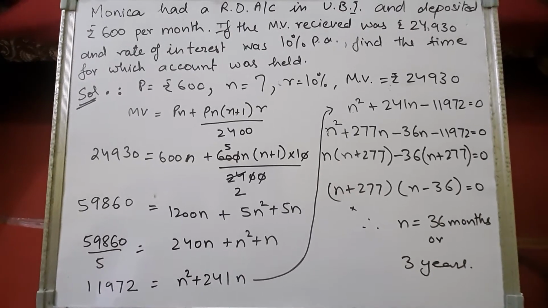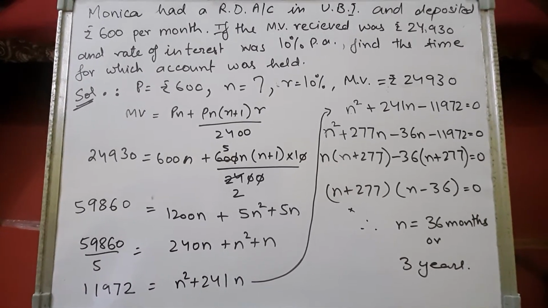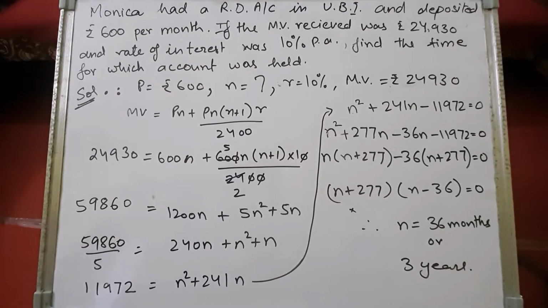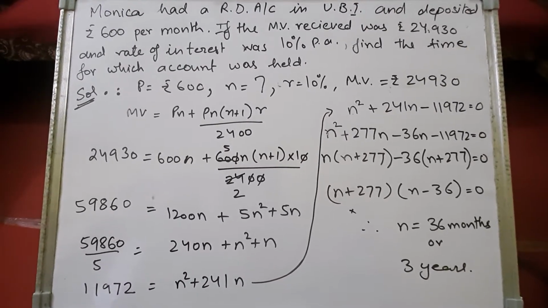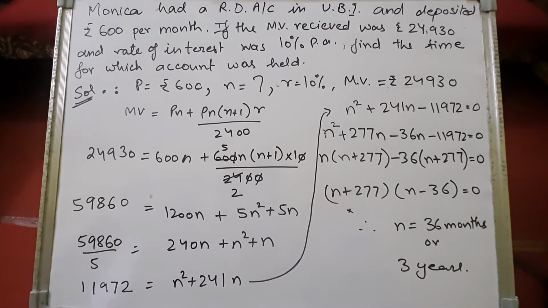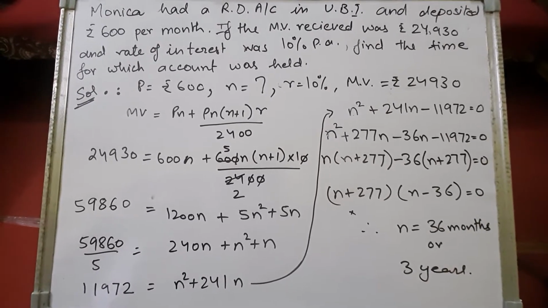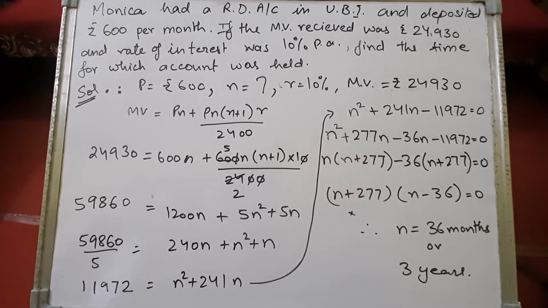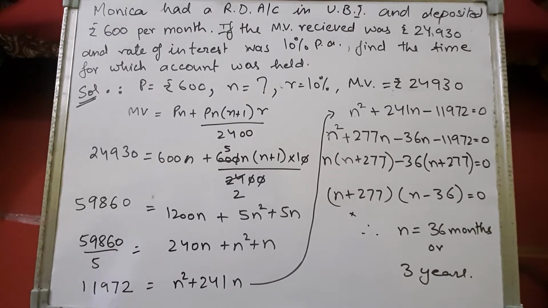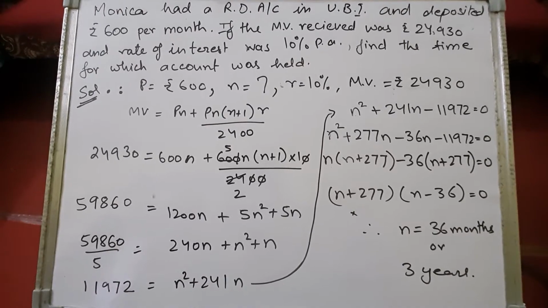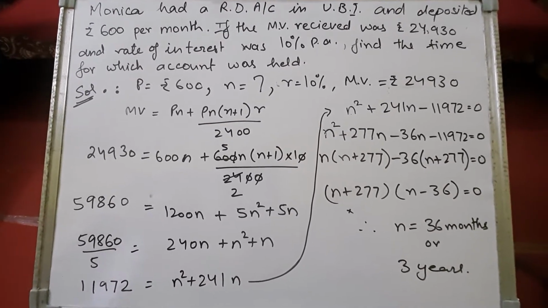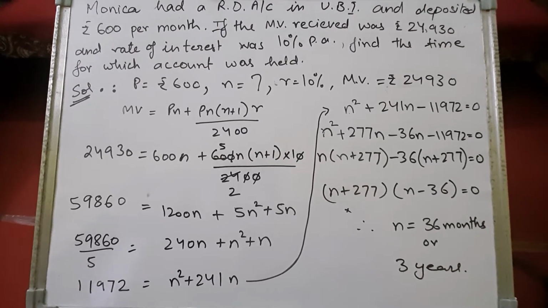Let's see a sum in which it is given that Monica has a recurring deposit account in UBI, Union Bank of India, and deposited 600 per month. If the maturity value received was 24,930 and the rate of interest was 10% per annum, find the time for which the account was held.